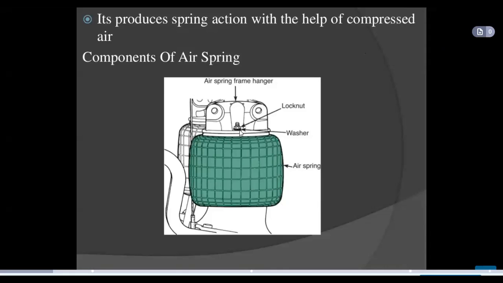How it is connected or closed: here a washer is provided, and a lock nut is provided. The upper portion is the air spring frame hanger. So this is actually the figure for an air spring.